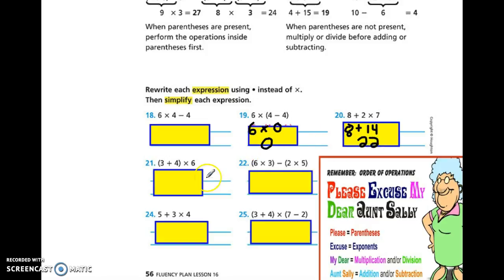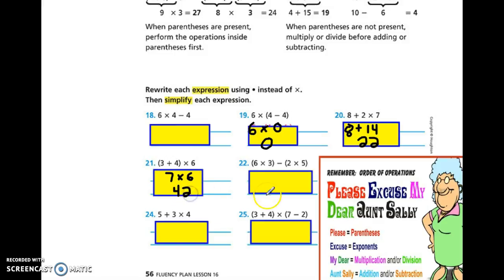All right, let's try another one. So I'm going to look first for my parentheses. Do I have parentheses this time? I do. I've got 4, 5, 6, 7 times 6. All right. When I multiply those, I end up getting 42.